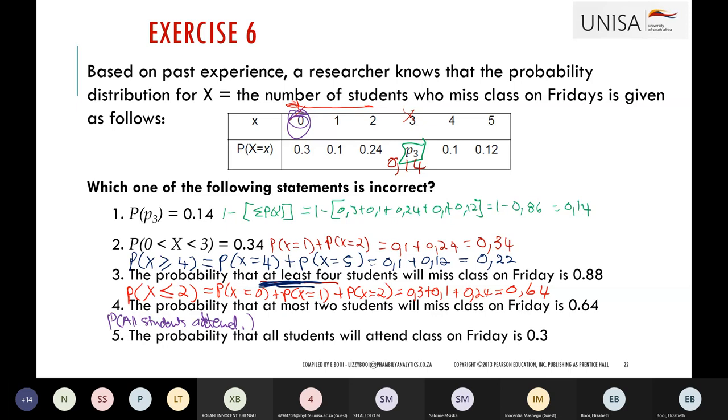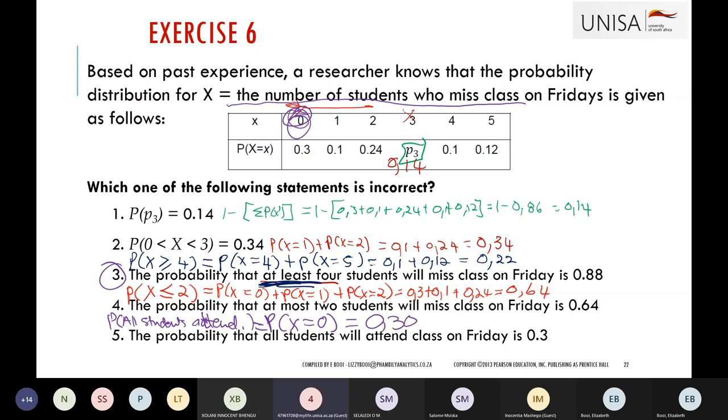So that is the same as the 0. So 0 means all students attended the class. They didn't miss, because our X is the number of students who miss a class. So 0 will mean they all attended the class. 1 will mean 1 student missed the class, 2 students missed the class, 3 students missed the class, 4 students missed the class, and 5 students missed the class. 0 will mean no students missed the class. So the probability that all students attended will be equal to P(X = 0), and that will be equal to 0.30. Therefore, option number 3 is the incorrect one.